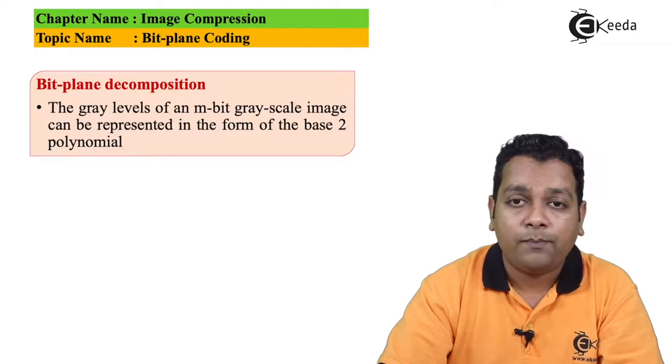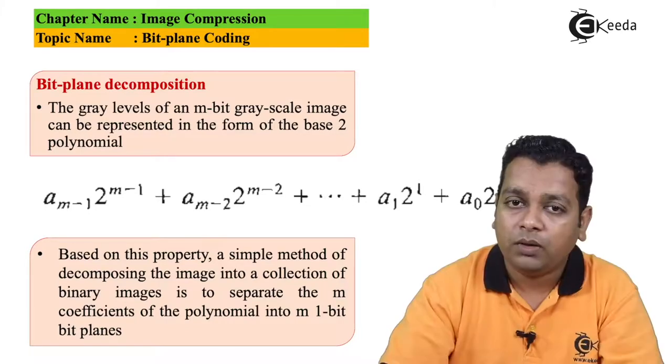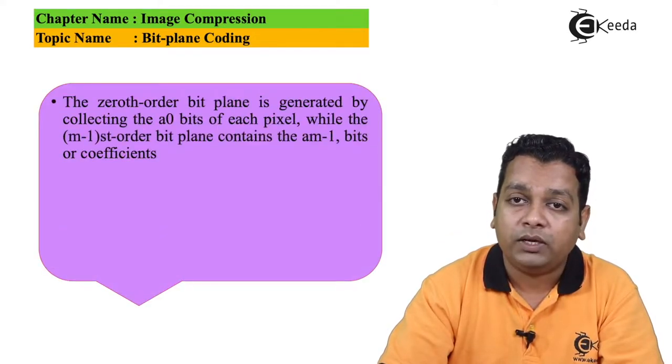The gray levels of an m-bit grayscale image can be represented in the form of a base 2 polynomial. The polynomial can be given as a suffix m minus 1 multiplied by 2 to the power m minus 1, added with a suffix m minus 2 multiplied by 2 to the power m minus 2. This way the summation goes on up to a1 into 2 to the power 1 plus a0 into 2 to the power 0. Based on this property, a simple method of decomposing the image into a collection of binary images is to separate the m coefficients of the polynomial into m 1-bit bit planes. The 0th order bit plane is generated by collecting the a0 bits of each pixel, while the m minus 1 order bit plane contains the a suffix m minus 1 bits or coefficients.